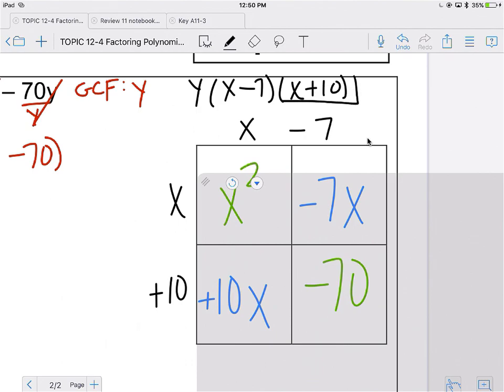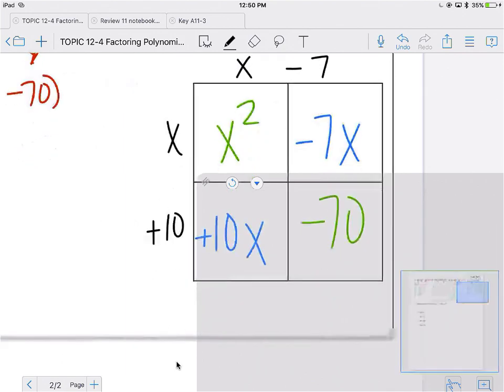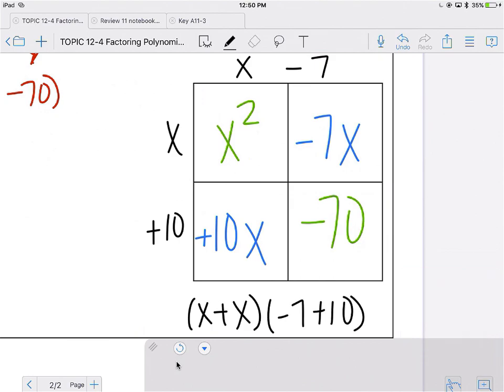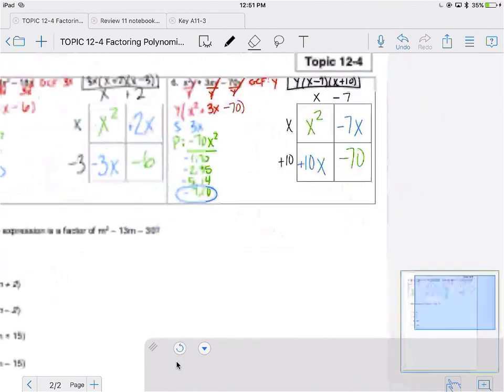If I haven't already said it, the order in which you write your terms does not matter. It doesn't matter if you do x plus 10 and x minus 7. What does matter is that your signs are correct and that you put x and negative 7 in one parentheses and x and 10 in another. You can't mix these up, like you can't put x plus x, negative 7 plus 10. You have to keep your factors together just like you had to keep them together when we multiplied.